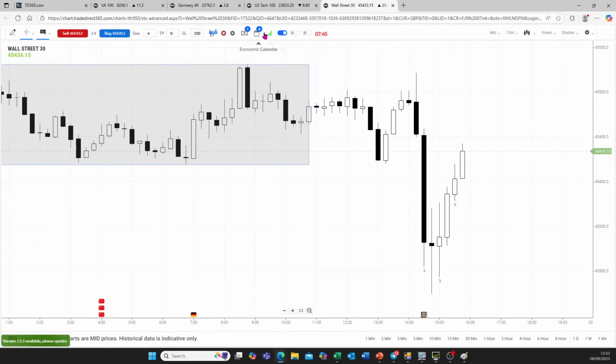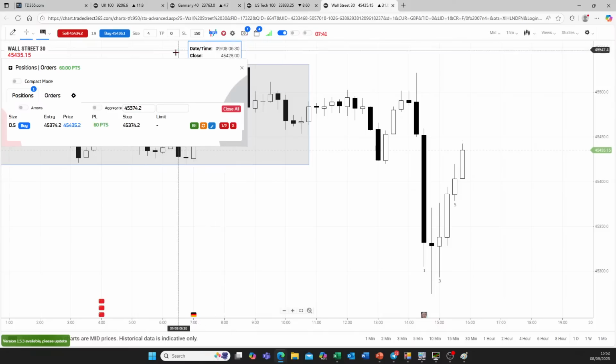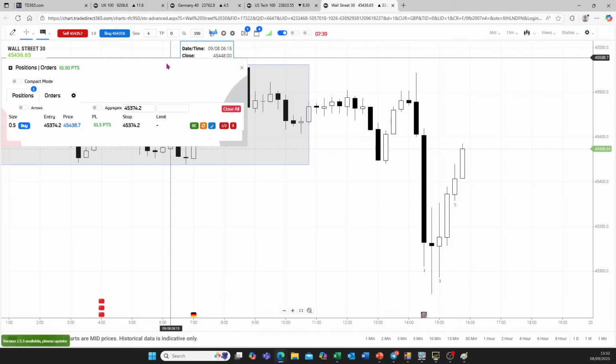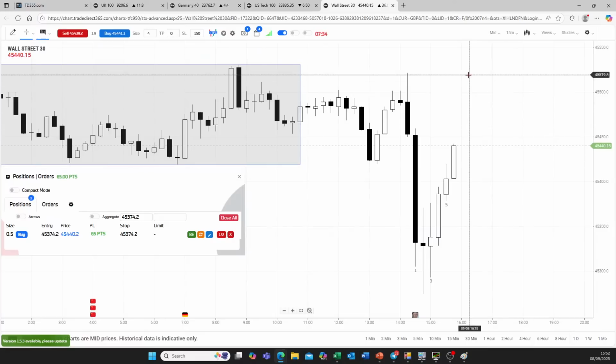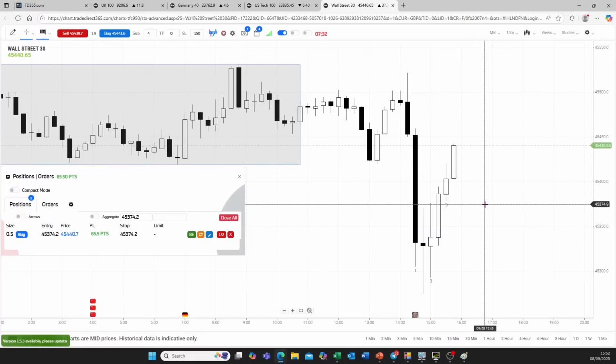I imagine that my position is still open. There we go, and I'm currently plus 60 points on a stupidly small size. And the target would be up here.